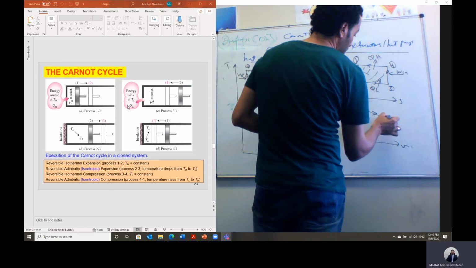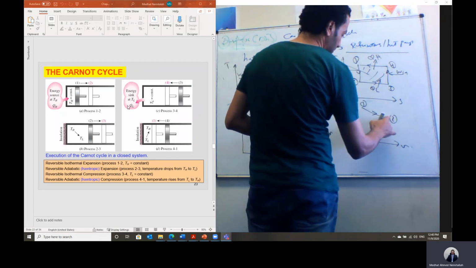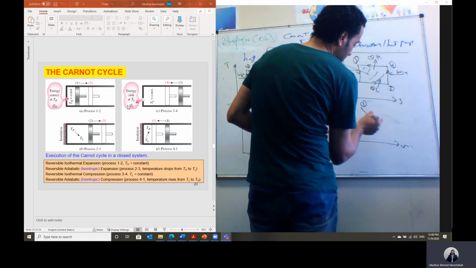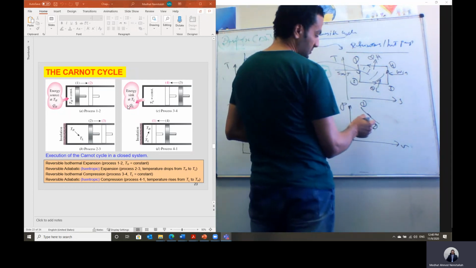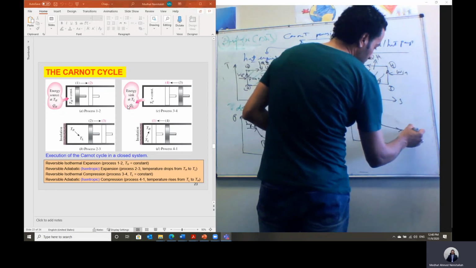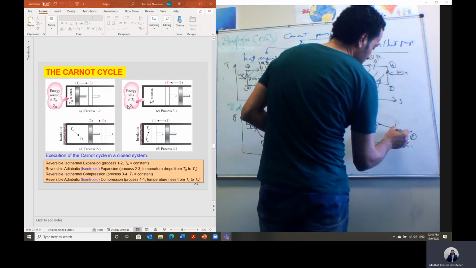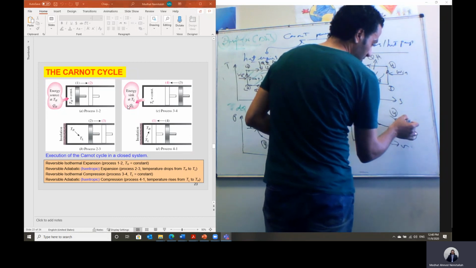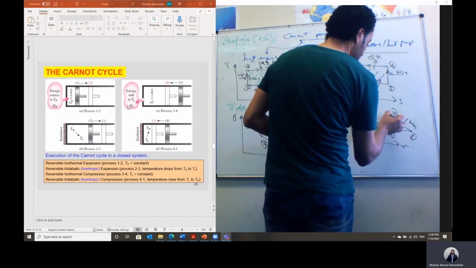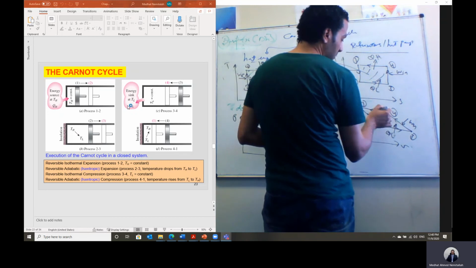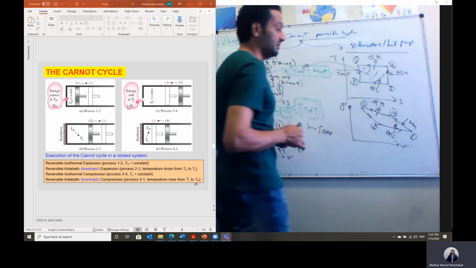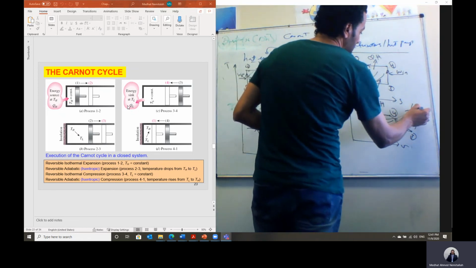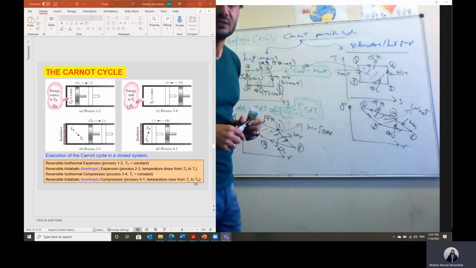So from state 1 to state 2, this is the isentropic expansion process in the expansion valve. From 2 to 3, this is the heat addition, heat added at low temperature. From 3 to 4, this is the work input through the compressor. And from 4 to 1, this is the heat rejected, Q high, under high temperature. And the area contained by the cycle represents in this case the net work of the cycle. Okay.